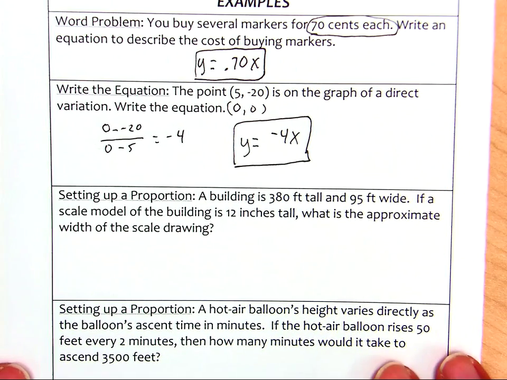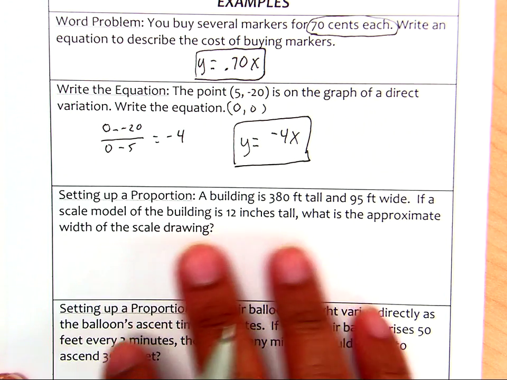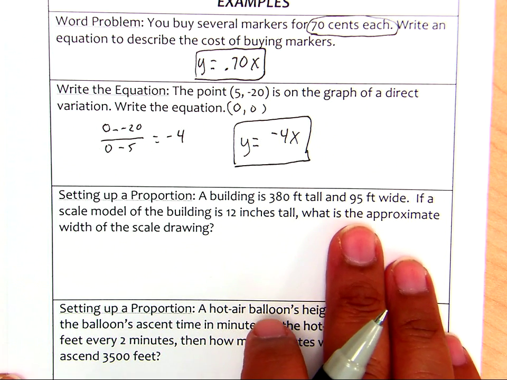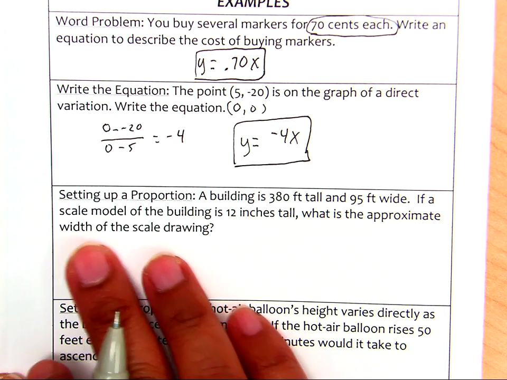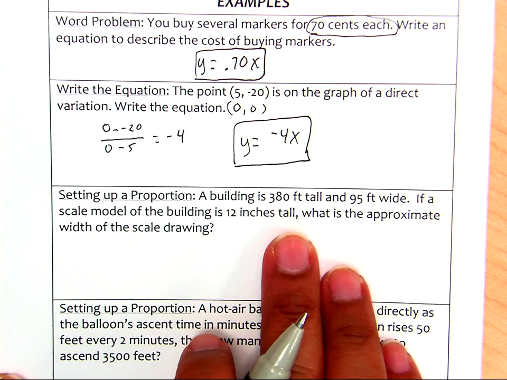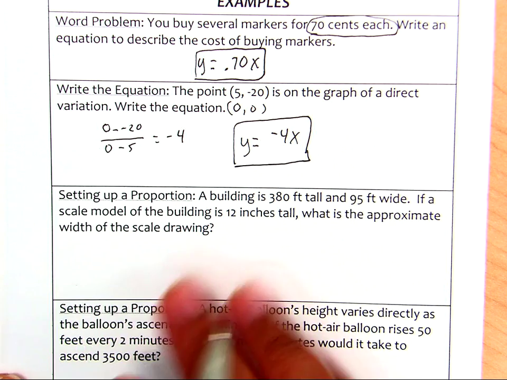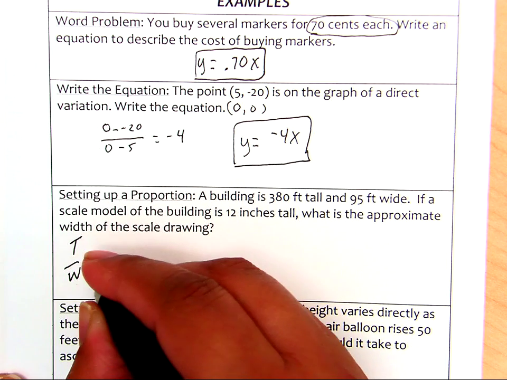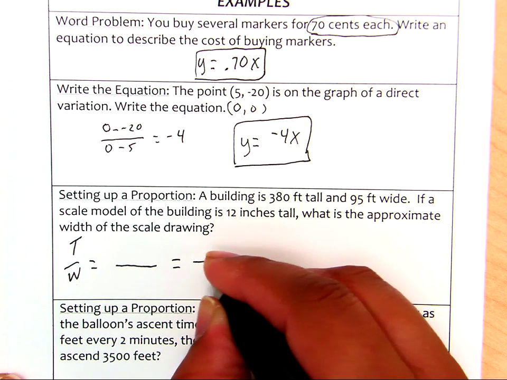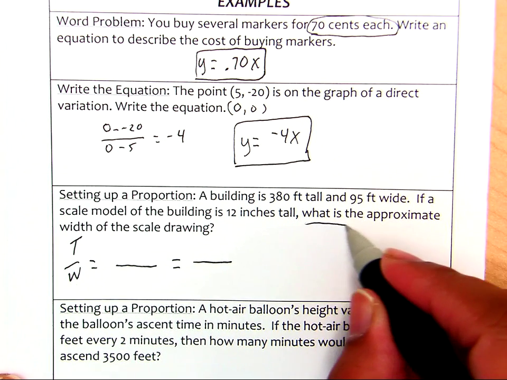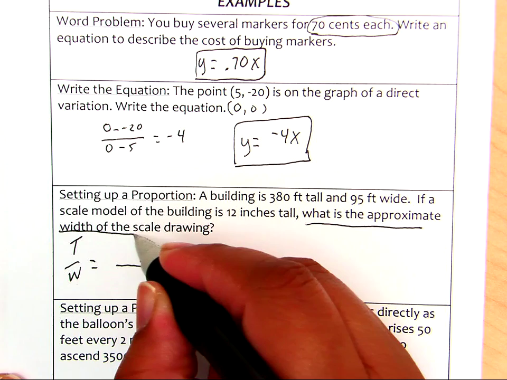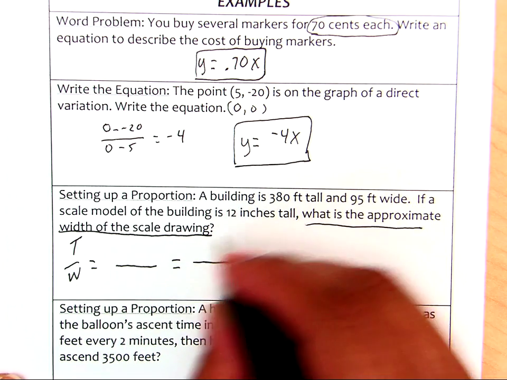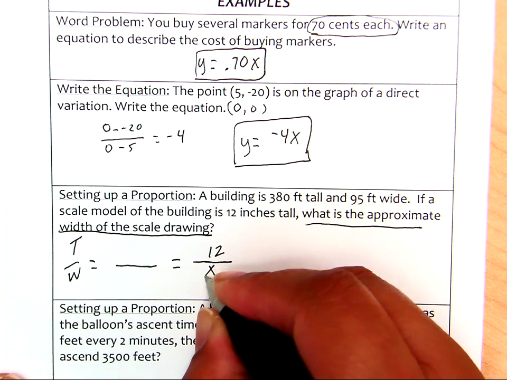Our next example, we have a proportion. The building is 380 feet tall and 95 feet wide. If a scale model of this building is 12 inches tall, what is the approximate width of the scale? Okay, so we're talking about the height, how tall it is and how wide it is. So we're going to set up everything that we need to know, and what we're looking for is the approximation of the width on the scale. So my scale is 12 inches tall. We don't know how wide it is.